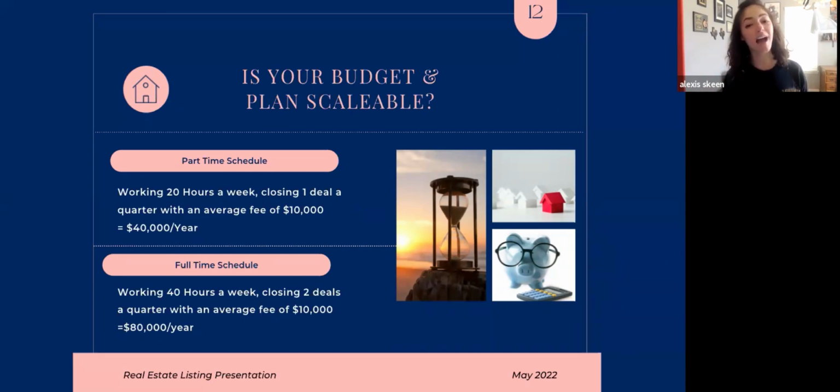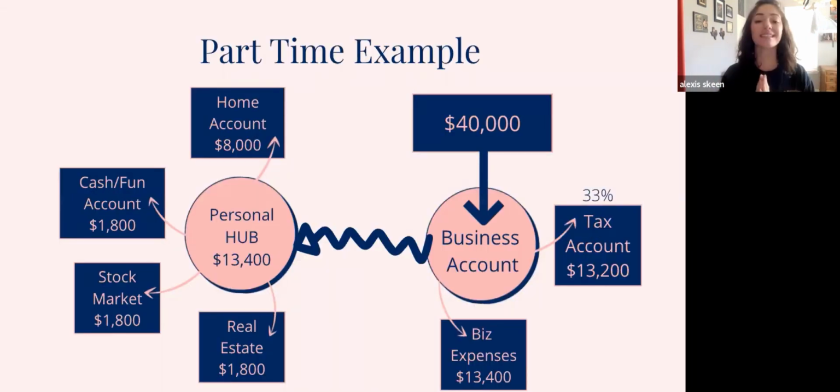Well, what if we doubled that and went to a full-time schedule, working 40 hours a week, closing 2 deals a quarter with an average $10,000 wholesale fee? Well, now we're making double that and we're making $80,000 a year. So everything that I showed you making one check at $10,000 is so scalable. This is an example of how you could allocate your money on a part-time schedule. So is your plan, budget, and KPIs scalable? Most definitely. You just have to track it.